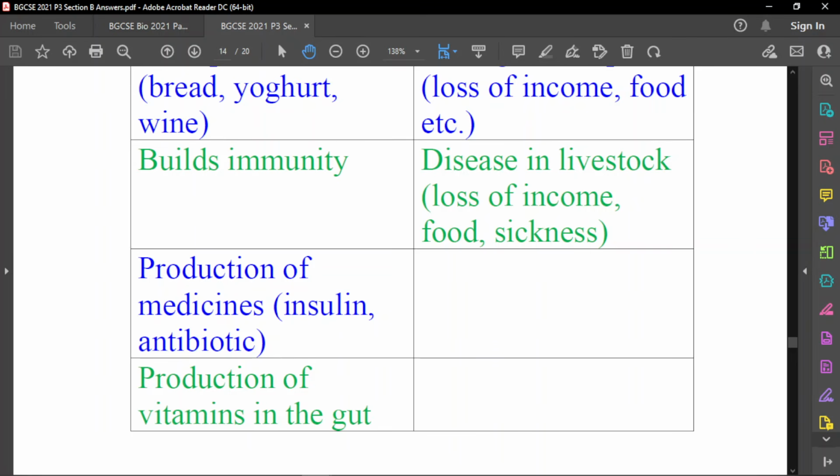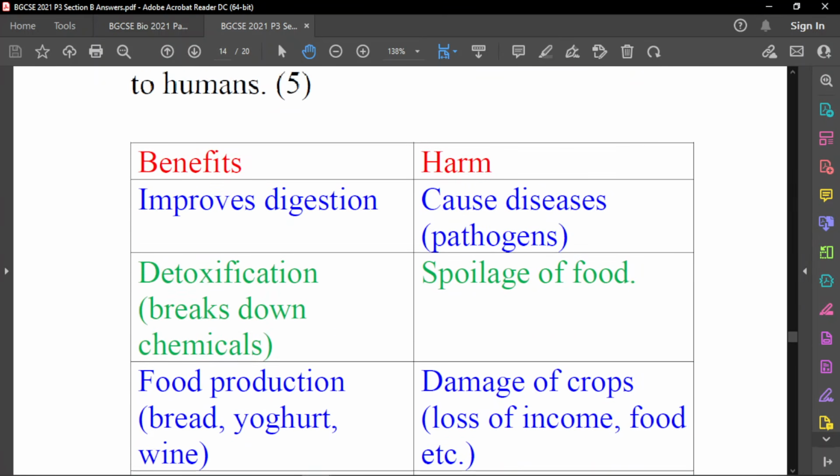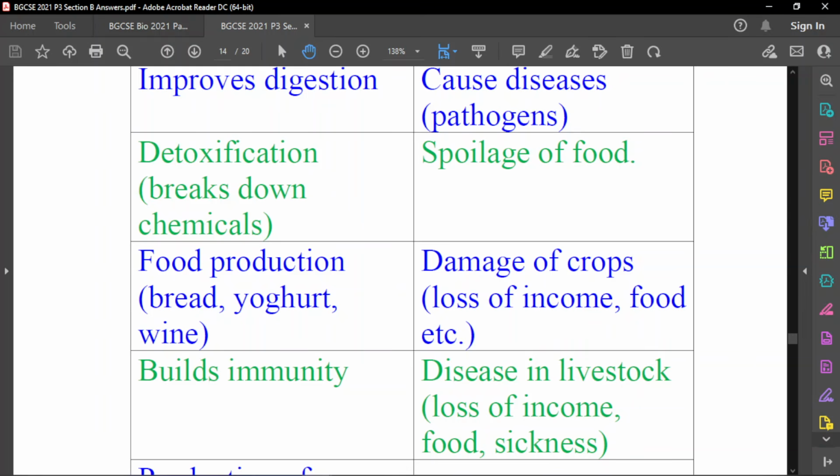We use the plasmid of bacteria to make insulin by putting the insulin-producing genes into them, and they will produce insulin for us, for the persons who are diabetic. Also, again, they help to produce vitamins in our gut. The negative impact of microbes onto us: yes, generally they cause diseases. Some do. And the ones that cause diseases, we call those pathogens. And then also they could cause our food to spoil.